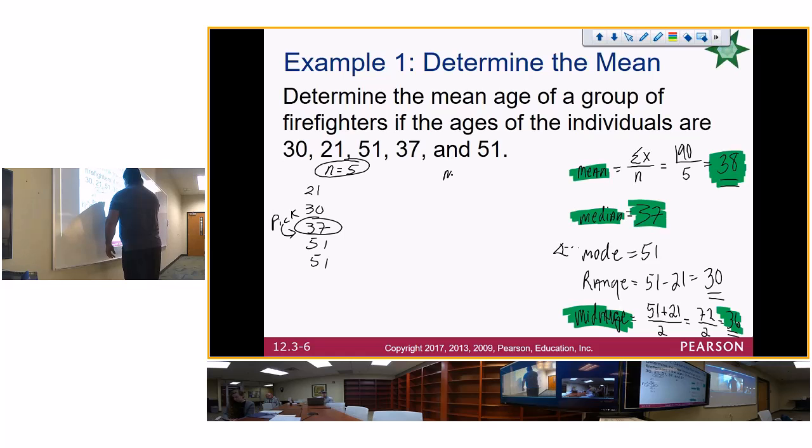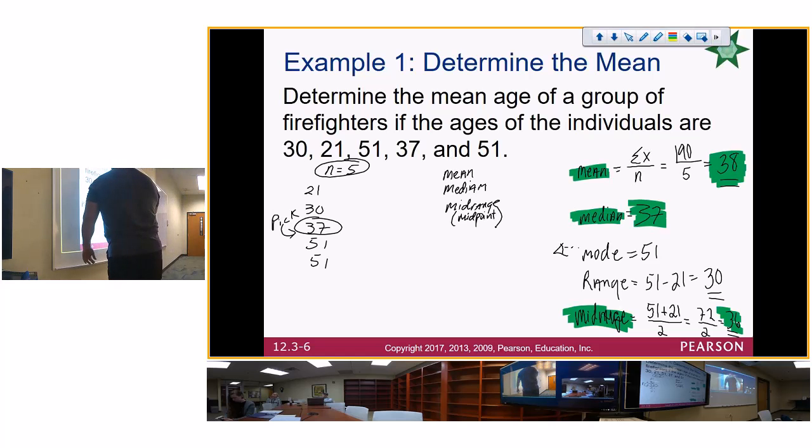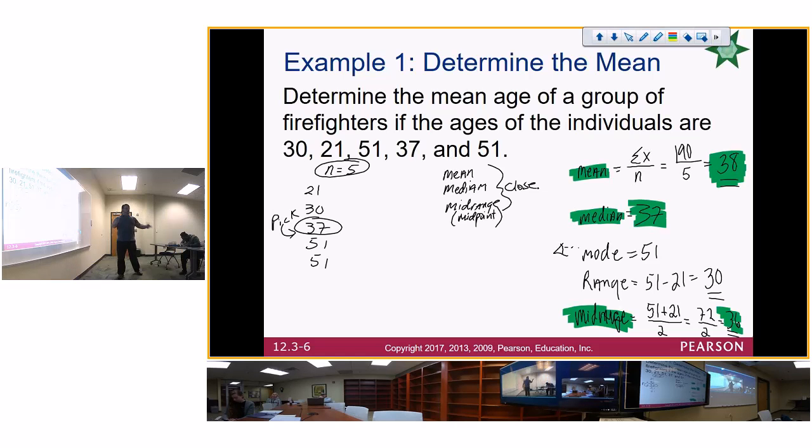Mean, write this down, median and mid-range. Some people call the mid-range the midpoint. You can call it the midpoint because you might see it again later, especially in my 120 or my 103. The mean, mid-range, and median, if they're close together, that means that your data is pretty tight. What does tight mean? That means that it's not all over the place.